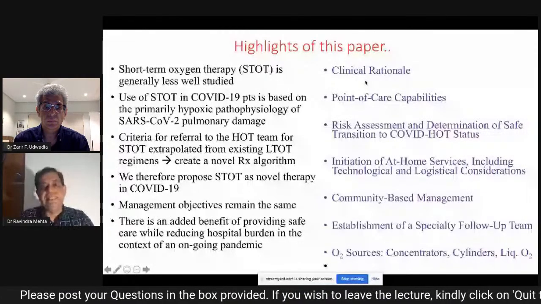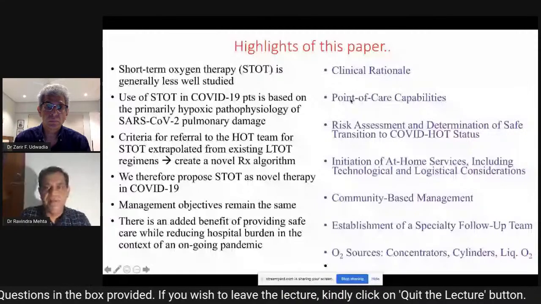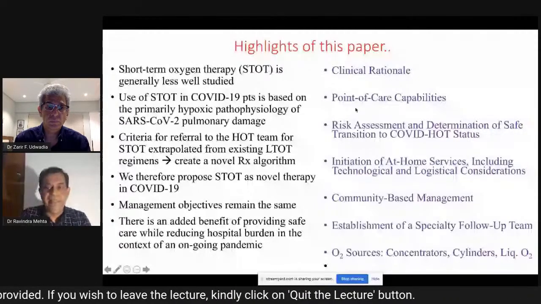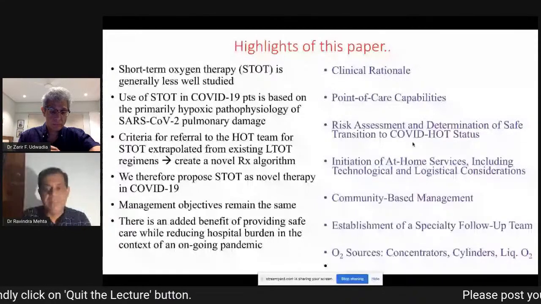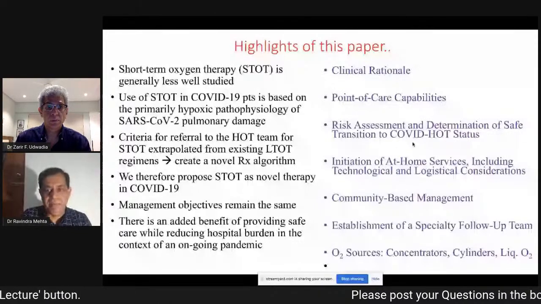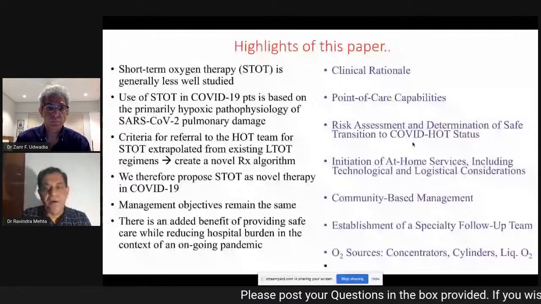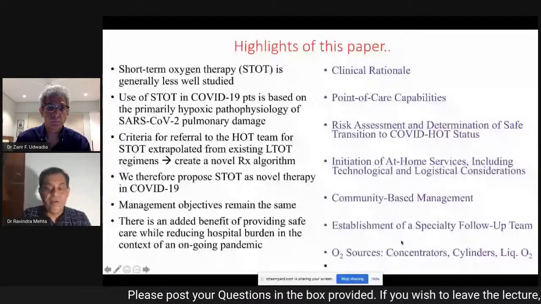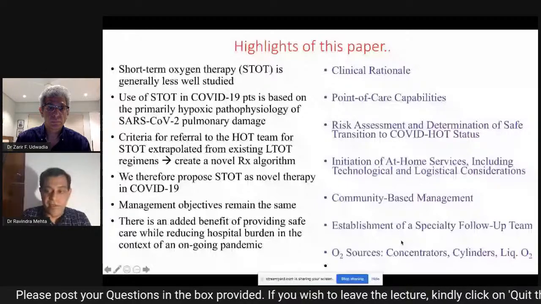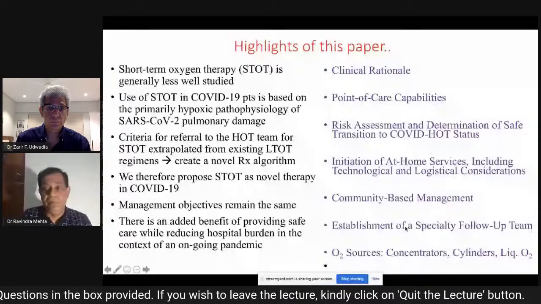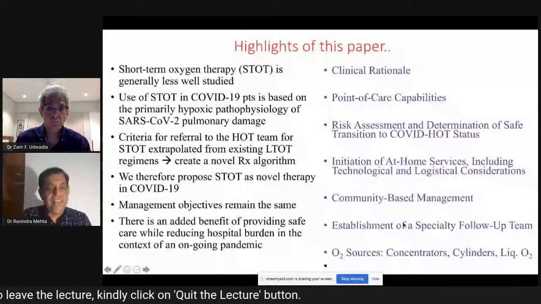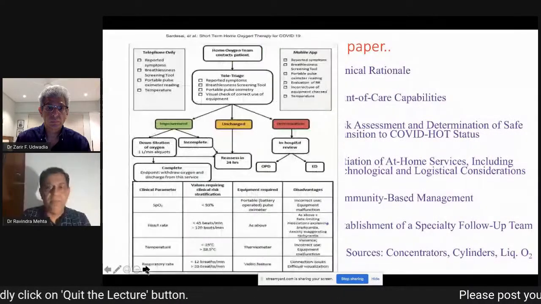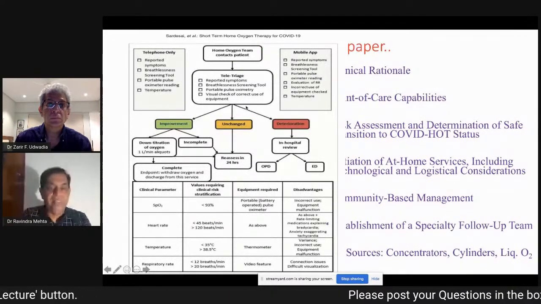And it's so uncanny that the same term had been used by all of us when we were trying to push this concept. They talked of risk assessment, which my colleagues touched on. They talked of initiation of home services and oxygen therapy being an important part of it. They went on to expound on community management, and they, of course, put a high concept of a specialty follow-up team. Zarir mentioned the need to follow up regularly. And then, of course, the instruments were talked about at length. And so these guys have put a very comprehensive document out there, and such algorithms are put over there.